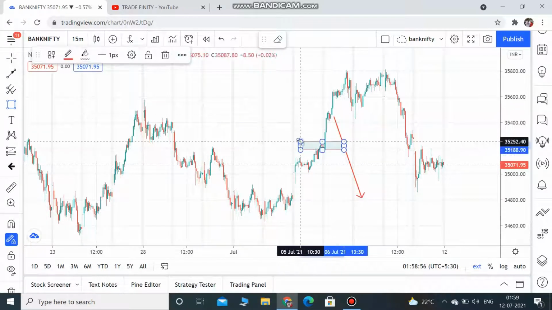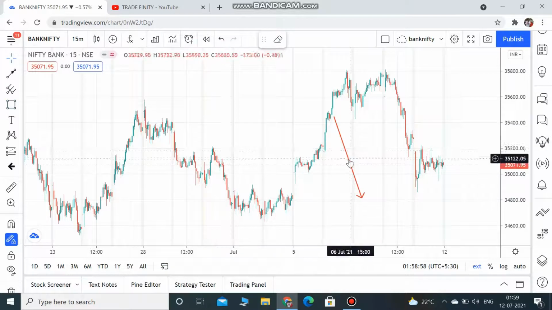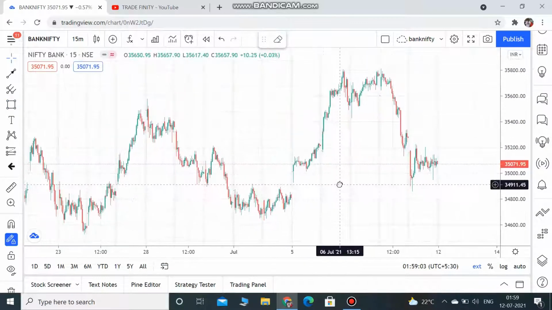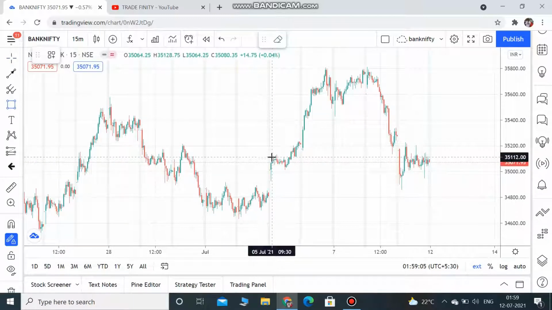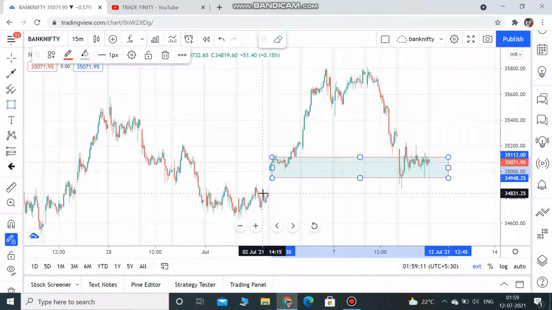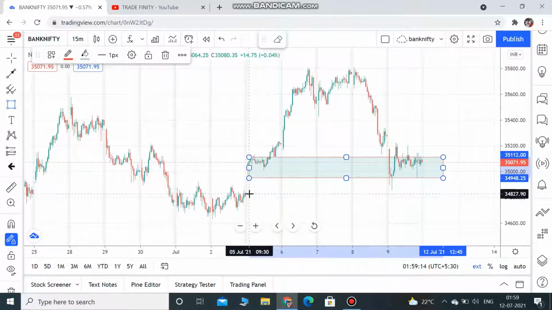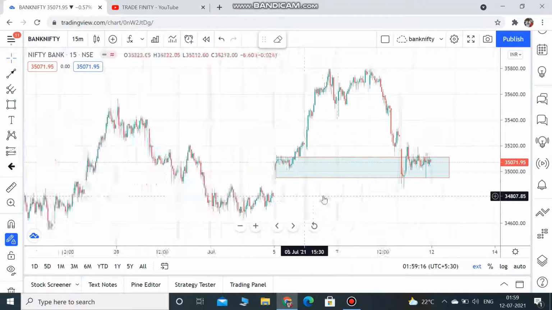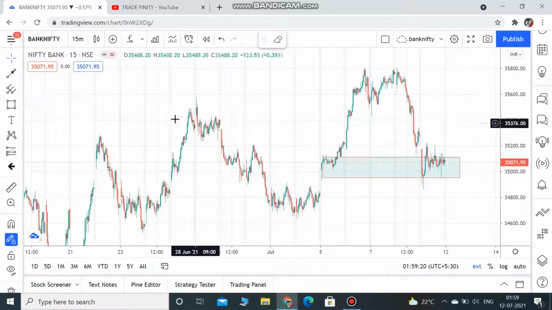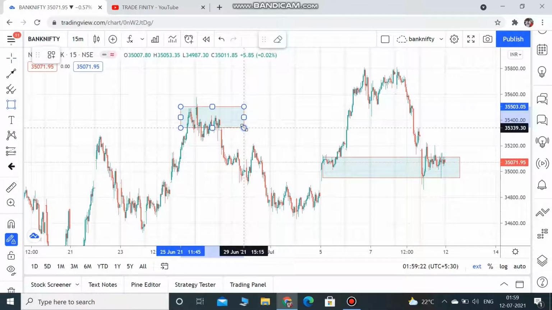Which zone is the reason for it to break this particular zone? Just see this. This is the reason why it broke. This will be one of the good support, and this particular gap down and gap up, I'll be showing that next. So this is the particular reason why it broke this particular resistance.